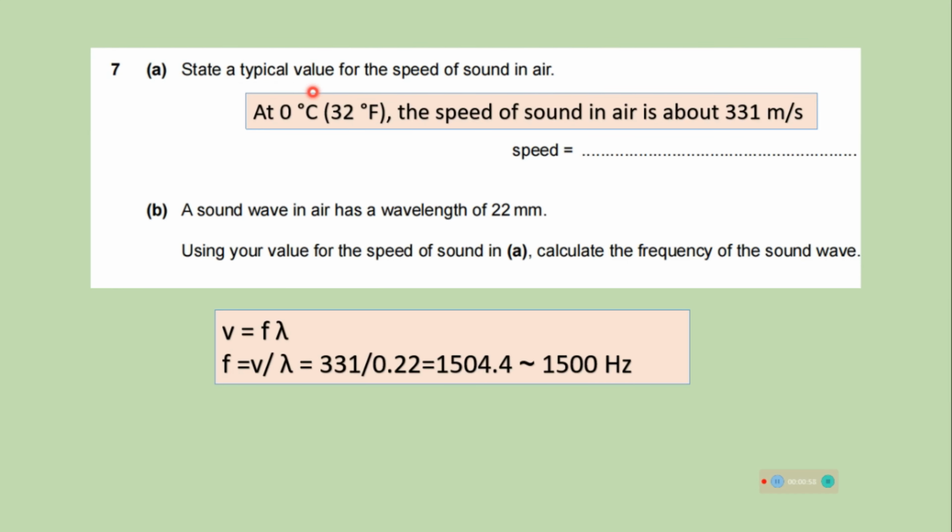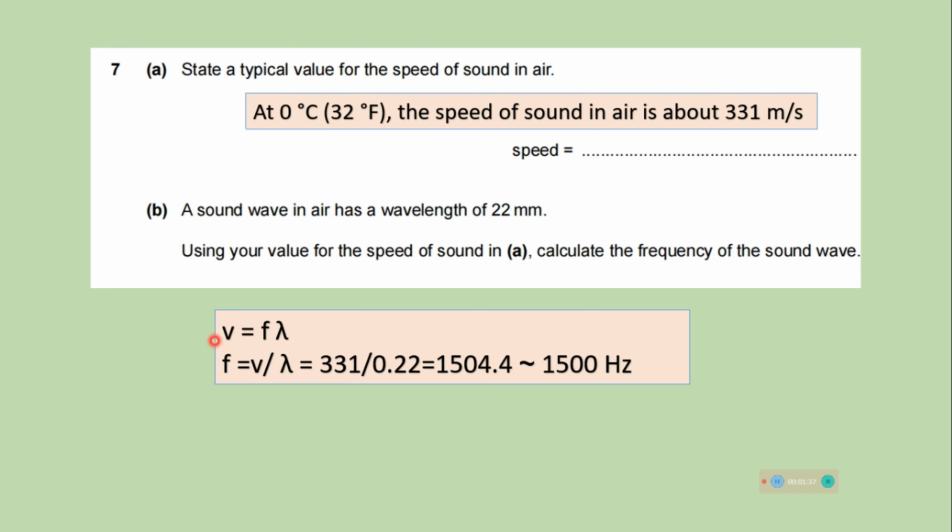State a typical value for the speed of sound in air. At 0 degrees centigrade, you can write this answer: the speed of sound in air is about 331 meter per second. A sound wave in air has a wavelength of 22 millimeter. Using your value for the speed of sound in part A, calculate the frequency of the sound wave.